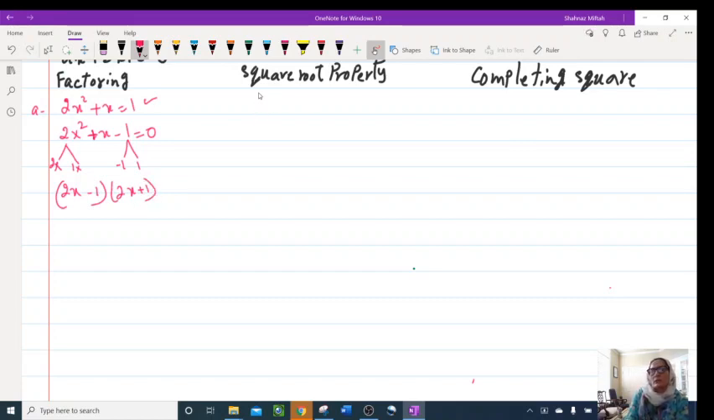Square root property. How do we solve the quadratic using a square root property? Now, for example, I have a question, part B: 5x squared plus 45 equals 0. For the square root, do you see you have only 2 terms there? So you're going to move the 45 here, and it's going to be negative 45, and you divide by 5 both sides. So I got x squared equal negative 9.